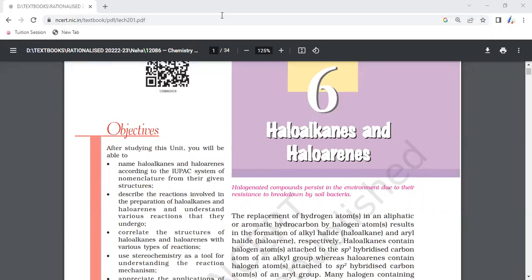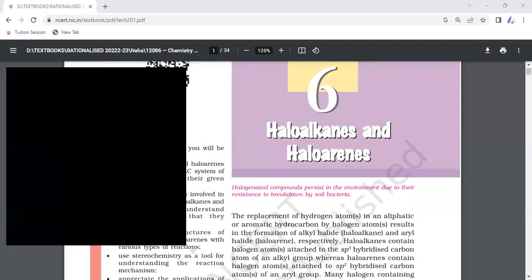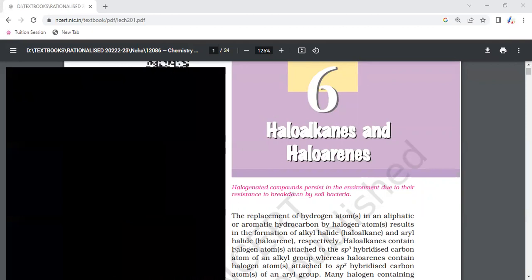So today, what are we going to learn? The new chapter, Haloalkanes and Haloarenes. So in this chapter, first let us know about the introduction of this chapter, Haloalkanes and Haloarenes. So you must know first what is this haloalkane. So let us see what is haloalkane.